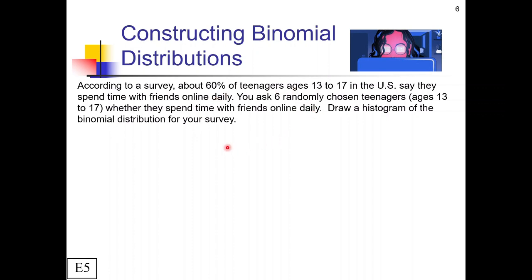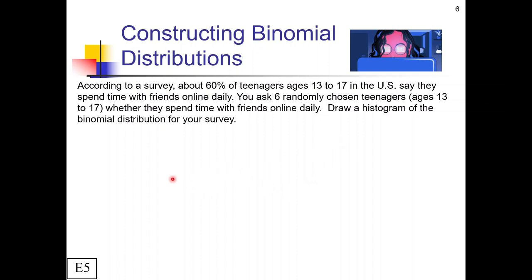So what are they actually asking for? Well, they would like a histogram that shows you what's the probability that 0 out of your 6 teens says yes to this question. What's the probability that exactly 1 says yes, that exactly 2 say yes, and so on for 3, 4, 5, and 6. So they want each of those different probabilities. Each of those probabilities is like one of those questions that we answered in the last 2 examples, where we basically have a binomial experiment going on.